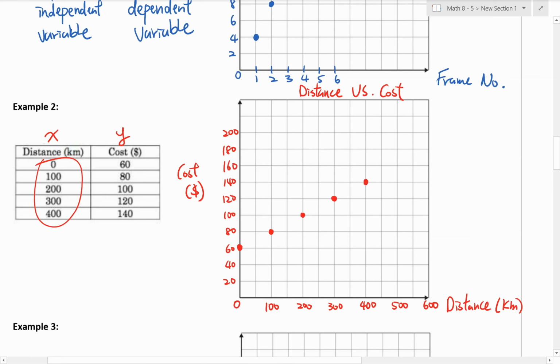Okay, so what do you think? Is this a continuous graph, or do you think this is a discrete graph? We're talking about distance and cost. What do you think? So again, discrete versus continuous.